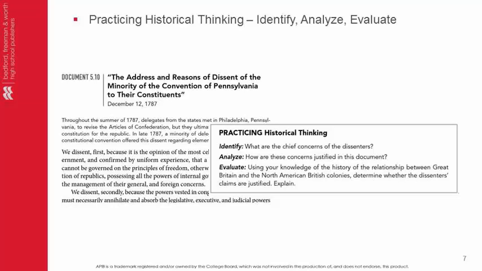In this particular document, written by a delegation from Pennsylvania to the Constitutional Convention, they include a source representing the anti-federalist perspective. You can see that Jason and Steve begin by asking students to identify what the document says, what are the chief concerns, then move on to an analysis of the arguments, how are those concerns justified, and ultimately ask students to evaluate the document in historical context, based on the previous relationship between Great Britain and its North American colonies before the Revolution. To what extent are these anti-federalist concerns justified?